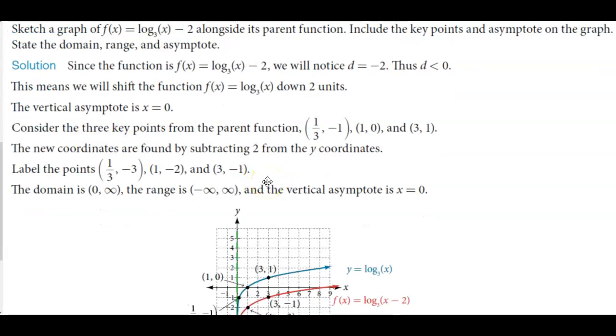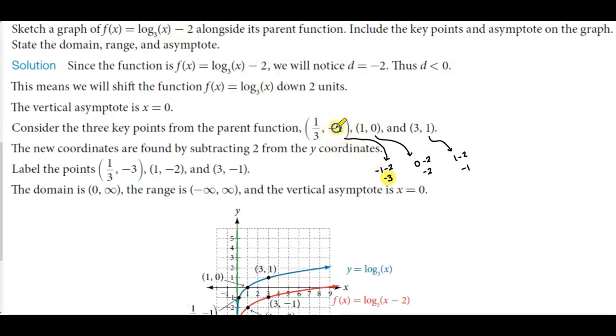So we're going to take the y value for this one. We're going to take negative 1 and subtract 2, which is going to give us negative 3. In the second ordered pair, we're going to take the y value, subtract 2 to get negative 2. And then in the third ordered pair, we're going to take the y value of 1 and subtract 2 to get negative 1.